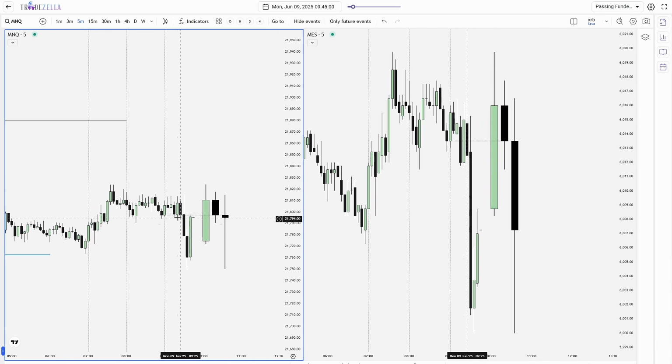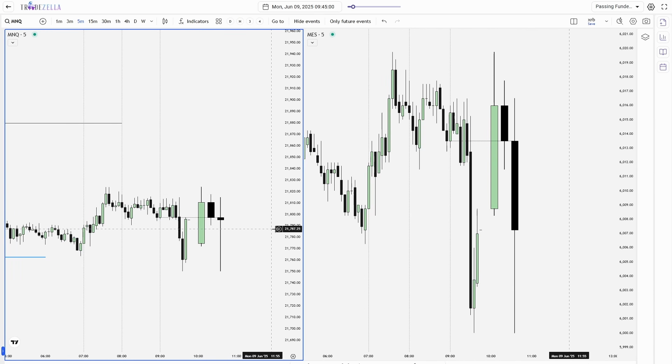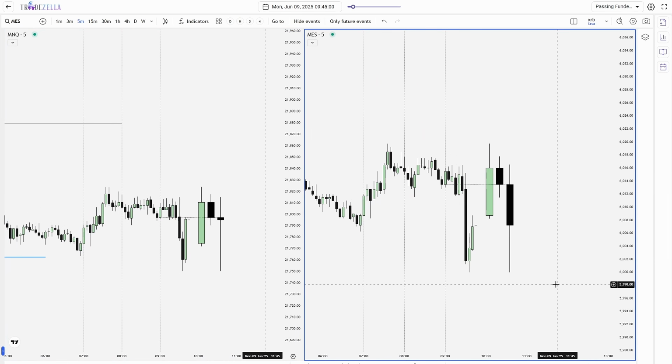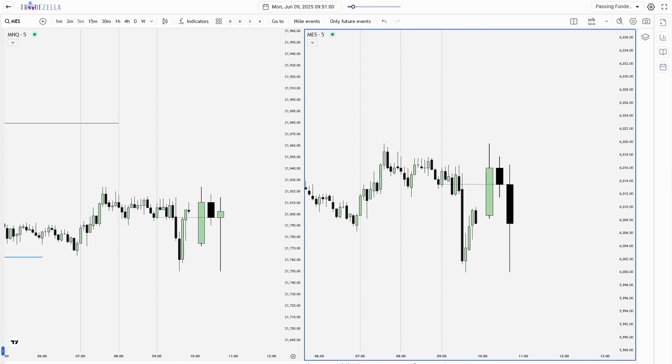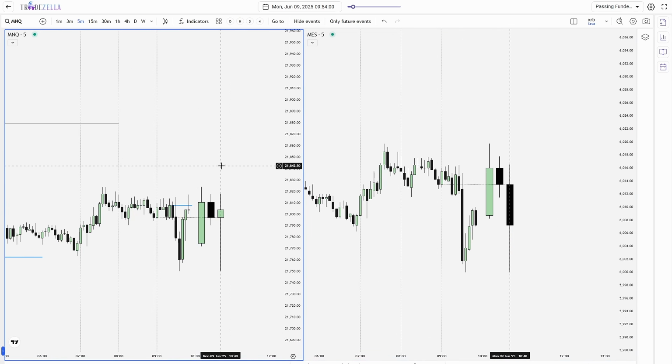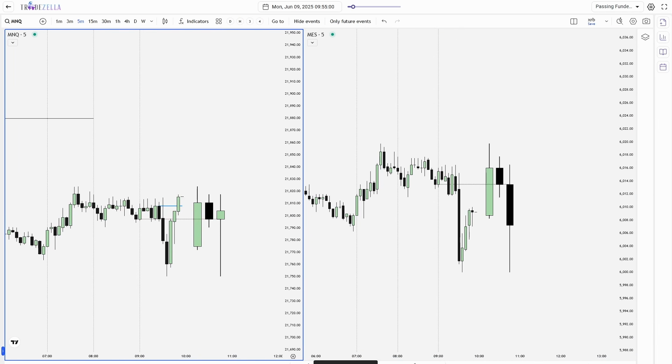So we have inverted this fair value gap, which is the first signature of a reversal. And can we seek a continuation entry? 10 a.m. open is within 30 minutes, 10 minutes. We need a close above this down close candle. And now we have closed above.